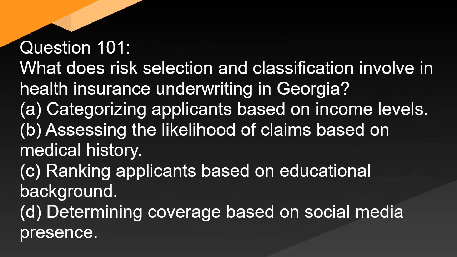Question 101. What does risk selection and classification involve in health insurance underwriting in Georgia? A. Categorizing applicants based on income levels. B. Assessing the likelihood of claims based on medical history. C. Ranking applicants based on educational background. D. Determining coverage based on social media presence.